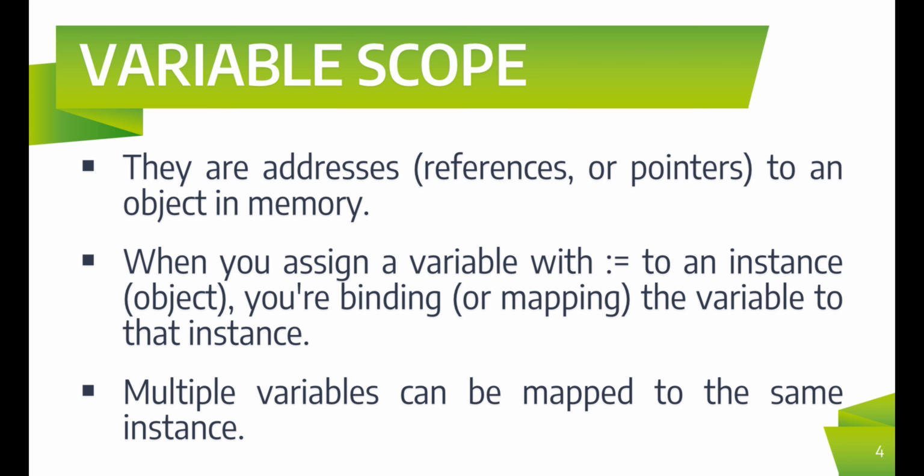The addresses mean references or point to an object in memory. When you assign a variable with colon equal to, it is nothing but assigning to an instance or object; you are binding or mapping the variable to that instance, right? Multiple variables can be mapped to the same instance. Okay, so this is a variable scope.